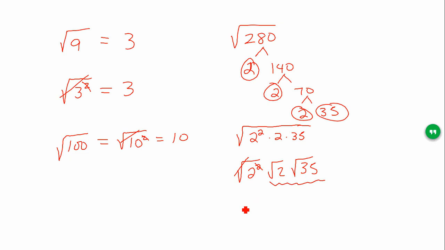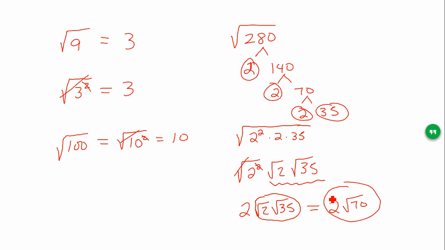But instead of leaving your answer as 2 times the square root of 2 times the square root of 35, or times the square root of 5 times the square root of 7, instead of leaving your answer like that, you actually take your radicals and you put them back together. This is root 2 times root 35. Instead of writing it as root 2 times root 35, we put them back together and we would write our final answer as 2 square root of 70. And that's your final answer now.